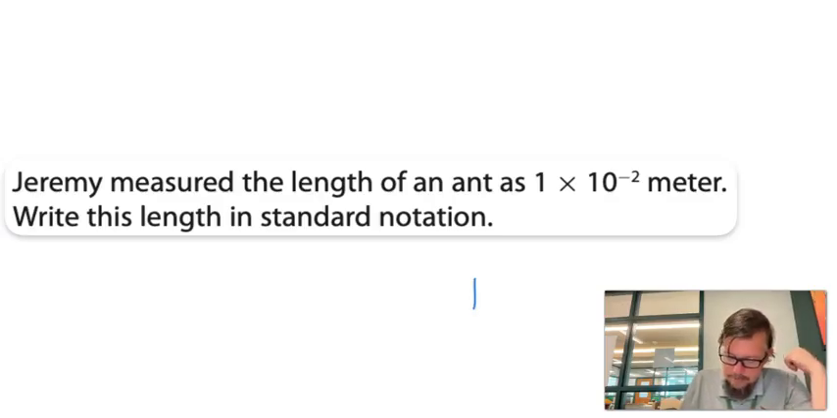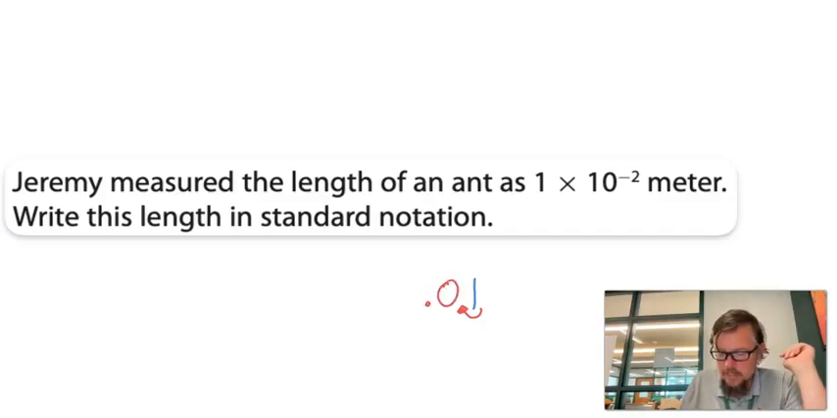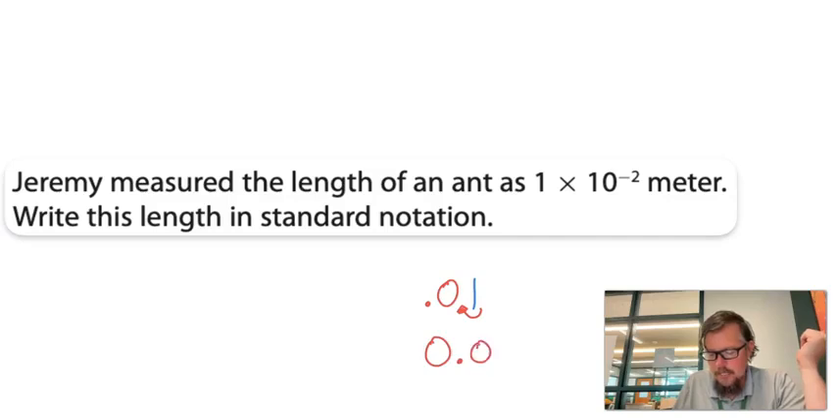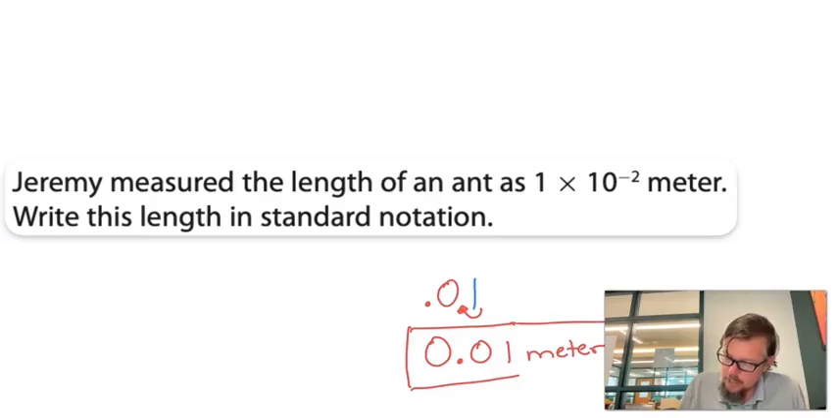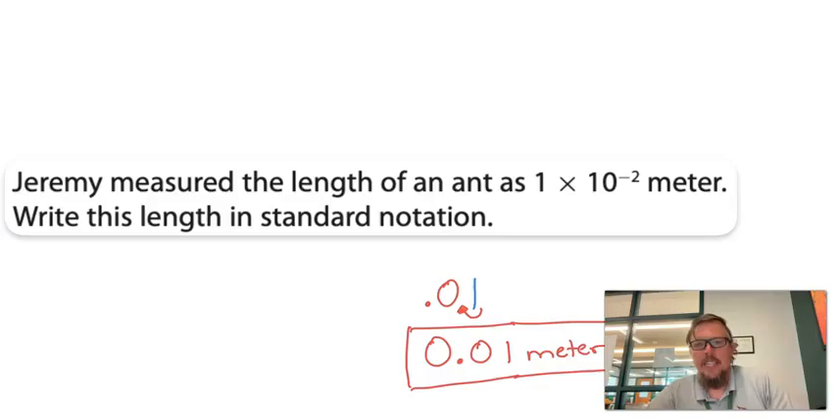So if we take the number 1, we have a hidden decimal right after the 1. If we move it 1 time, that'll be in front of the 1, but we need to move it 2 times. So we put a 0 here, and there's our decimal. So as we expected, 0.01. And oops, since this has a unit, we better put our unit on there. 0.01, or 1/100th of a meter, is the length of the ant.